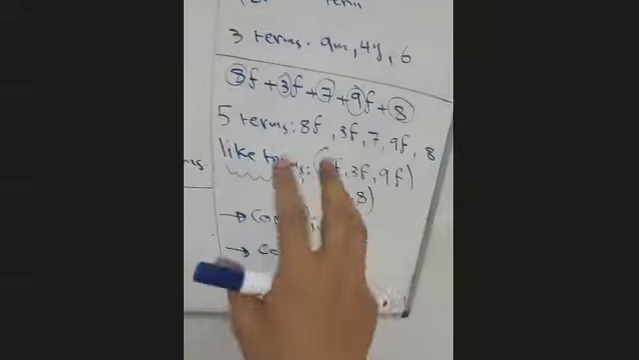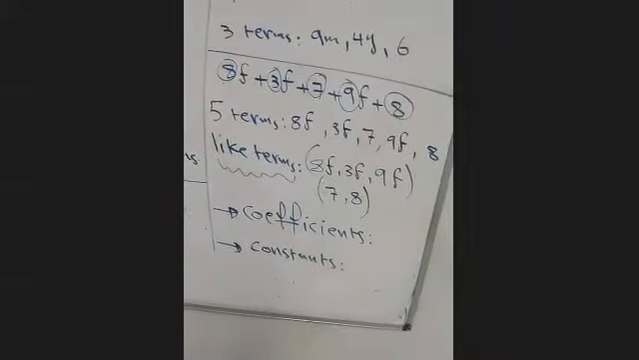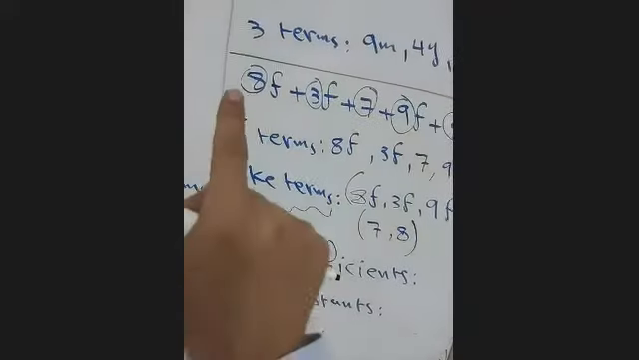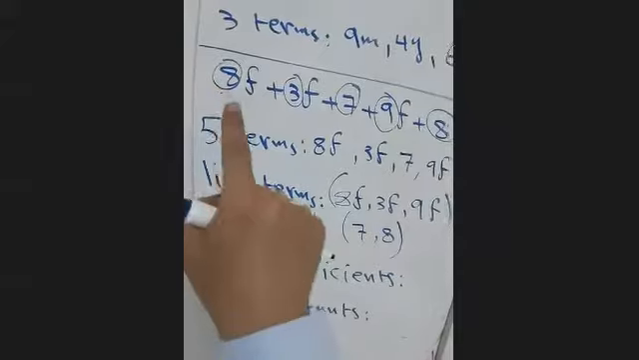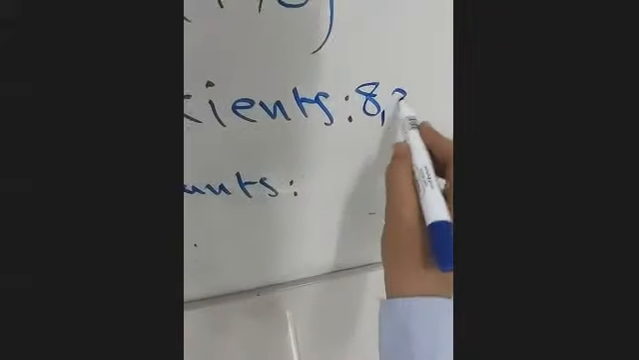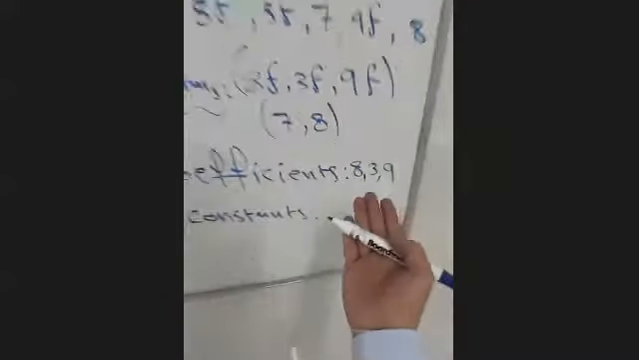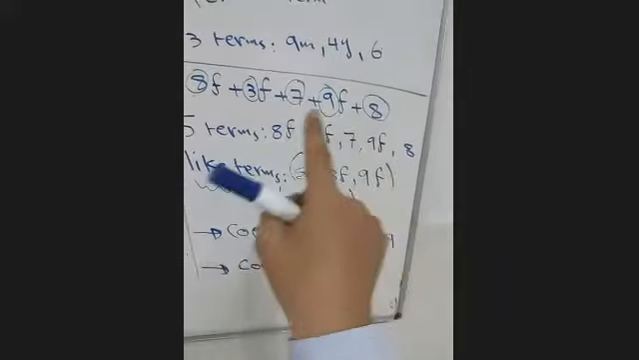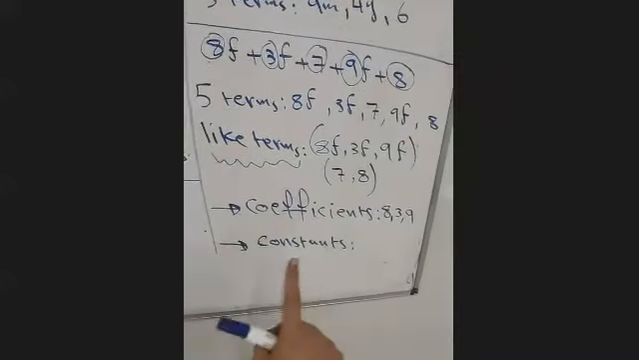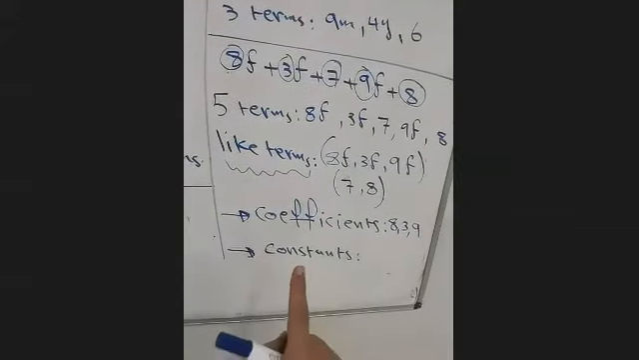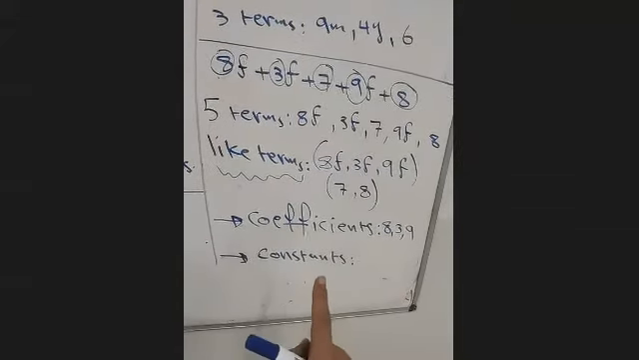So here we have 2 types of numbers in the algebraic expressions. We have coefficients, which are the numbers beside the variable, like 8, 3, and 9. We call them coefficients, guys. But the numbers alone, 7 and 8, we call them constants. Keep these concepts in your minds, guys, they are very important. What are the constants? The number alone, 7 and 8.